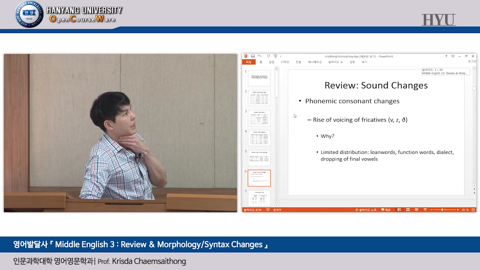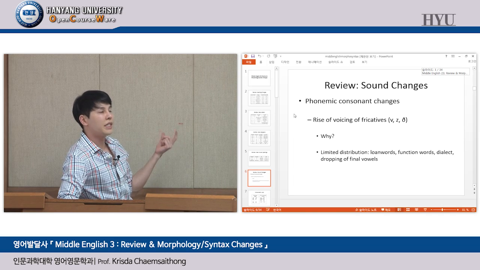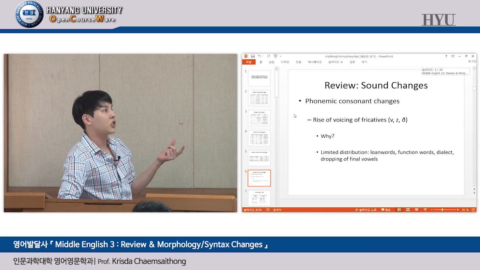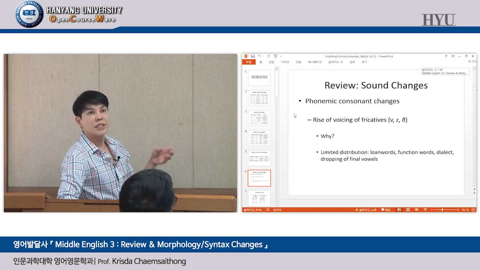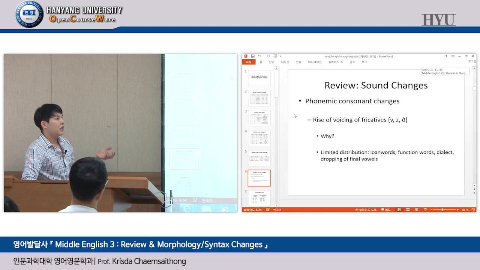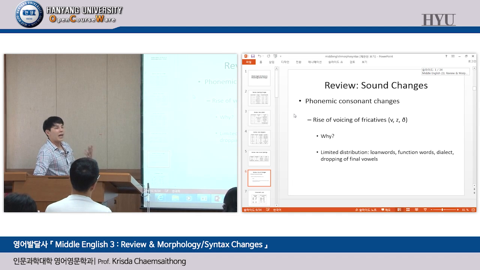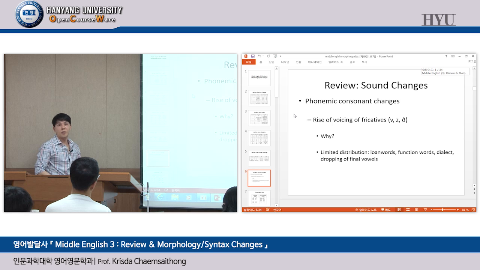And sound changes that we talked about last time include the phonemization of V, Z, and the voiced TH, right? Because of so many reasons, and we did a practice exercise for that, including loan words from French, including function words like this, them, there, including dialectal differences, the north and the south, right? And then the dropping of final vowels, which makes these fricatives voiced in positions that they never occurred before.